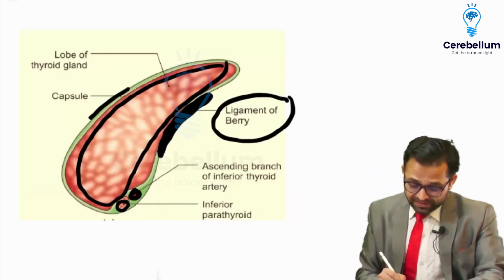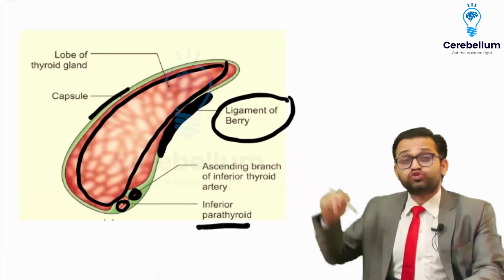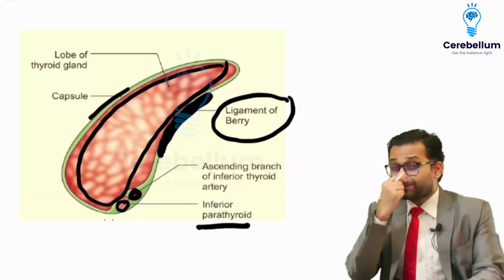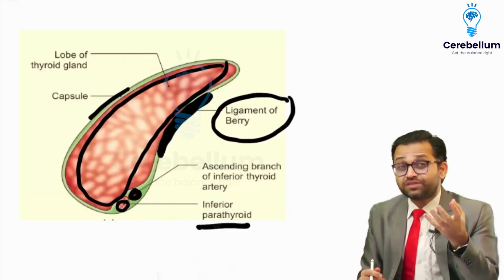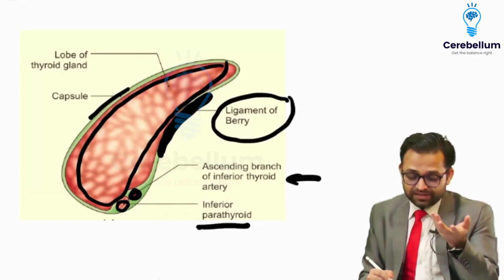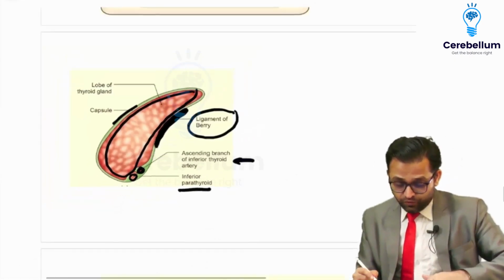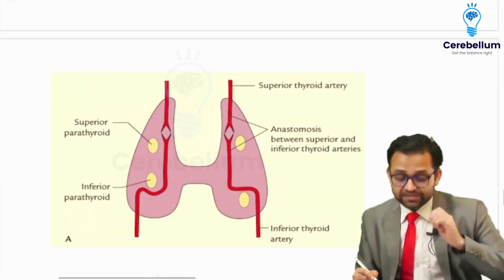Yes, the inferior parathyroid gland is located along the posterior border, and here there is the anastomosis between our superior thyroid artery posterior division and the ascending branch of the inferior thyroid artery. Okay, so a few points regarding our parathyroid gland.